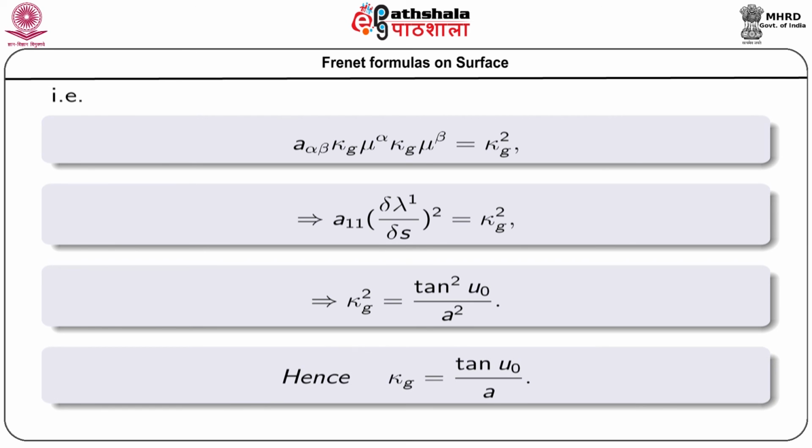Hence, the geodesic curvature of the curve on the sphere is given by tan u 0 by a. So, here we have obtained how the geodesic curvature can be calculated for a given curve on a particular type of surface.